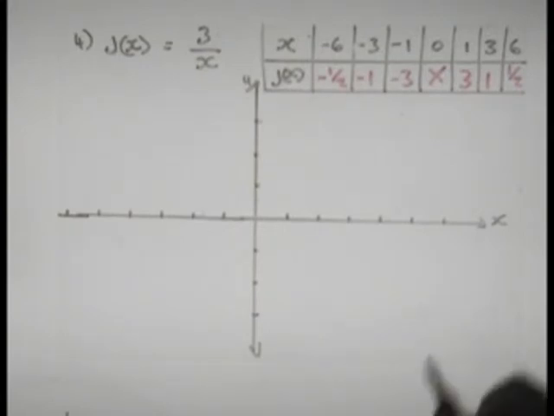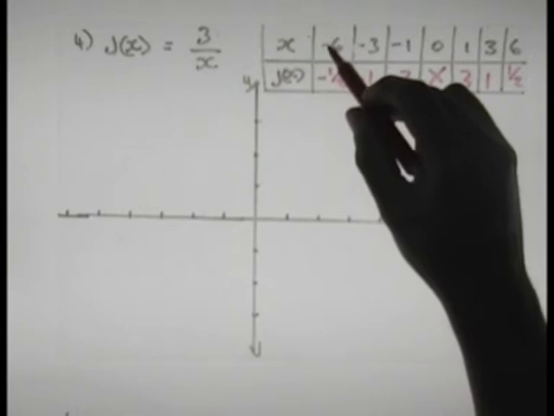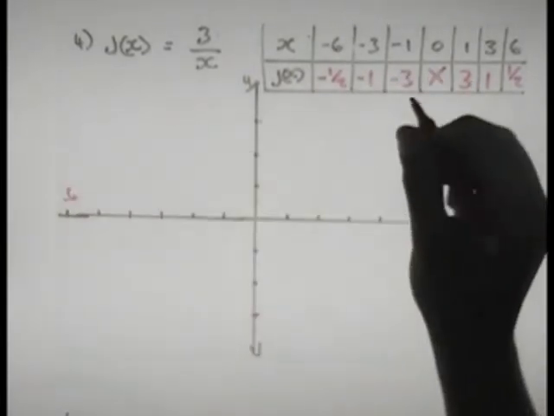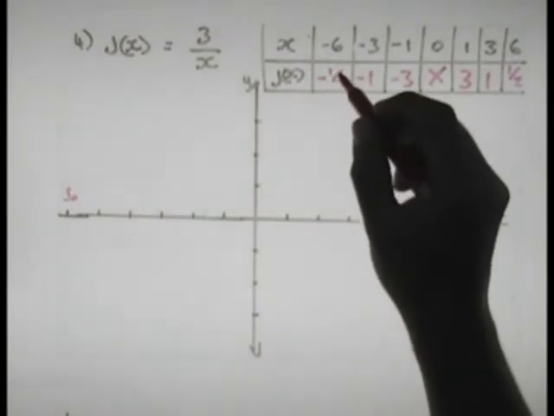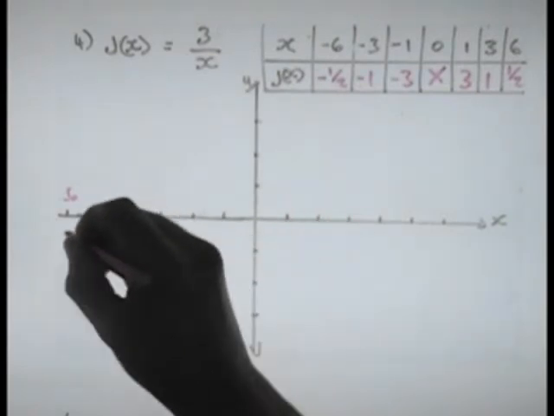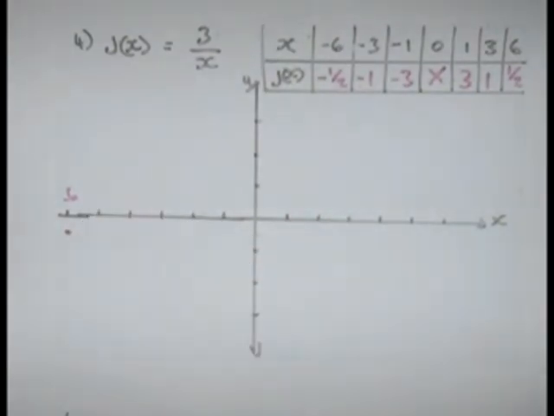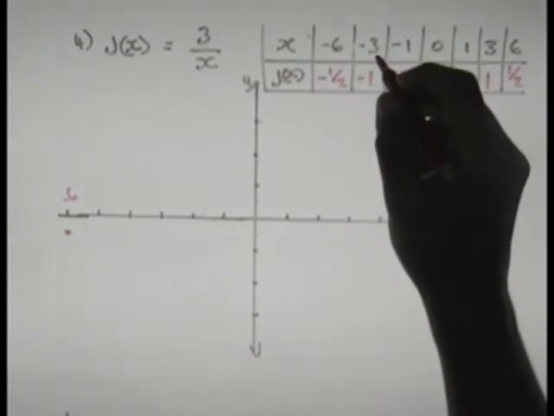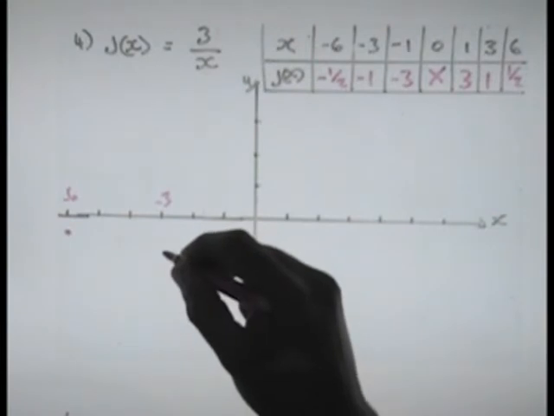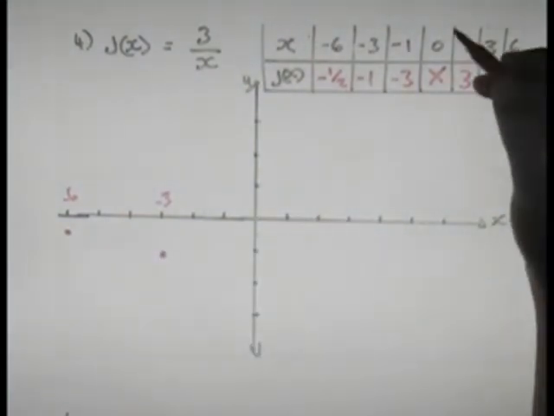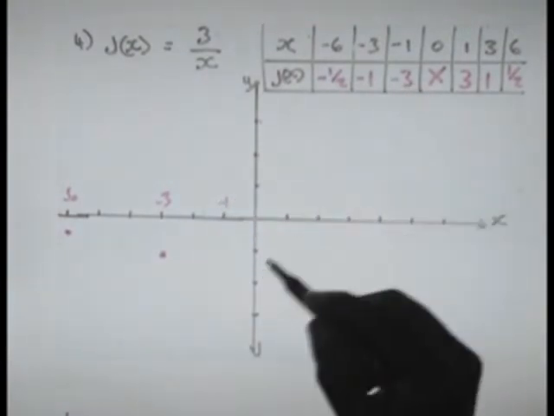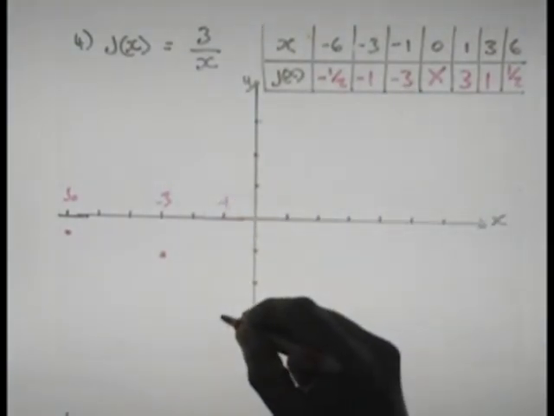Let us put these points in. When x is equal to negative 6, that's 1, 2, 3, 4, 5, 6, negative 6 over here. When x is negative 6, y, or j of x, is going to equal negative a half. So that's going to be over there. When x is negative 3, that's over there. y is going to equal negative 1. When x is equal to negative 1, y is going to equal negative 3.